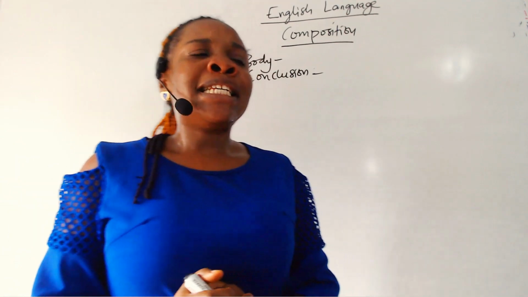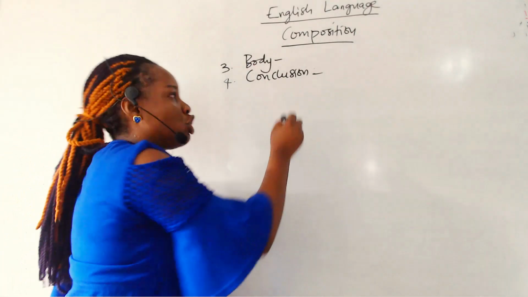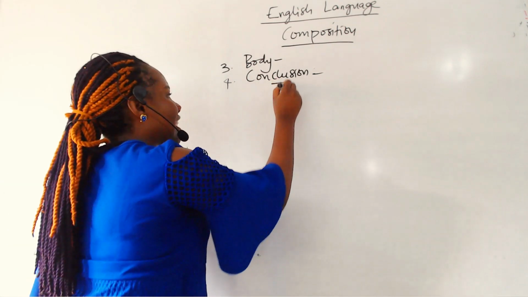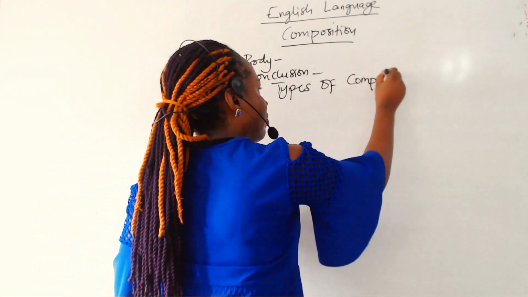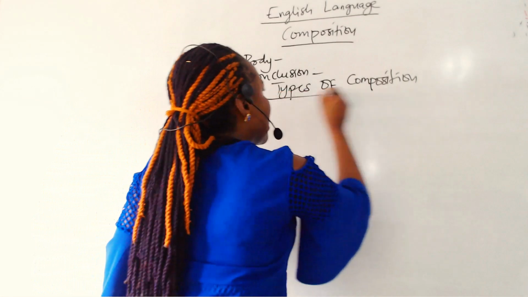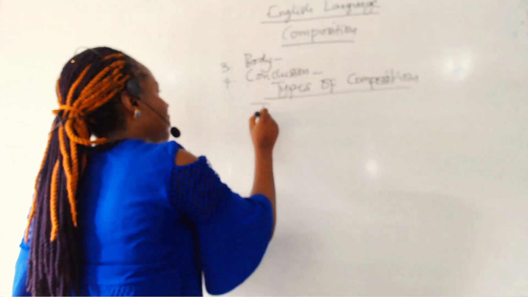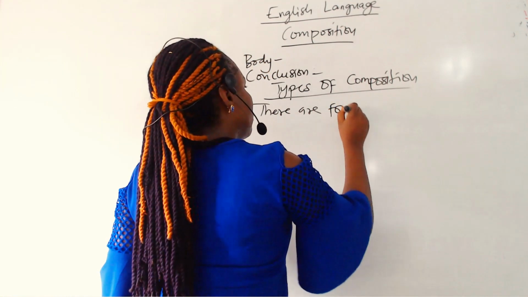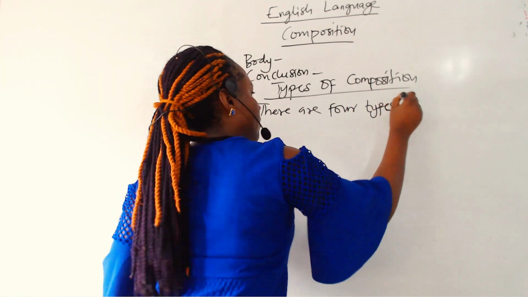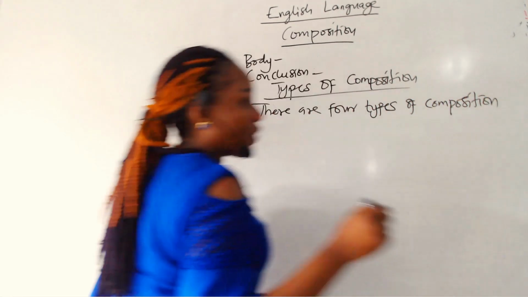All right. Now, having said that, having given you all the elements of a composition, let us quickly go to the types. The types of composition. Now, there are 4 types of composition. Let me write it out.